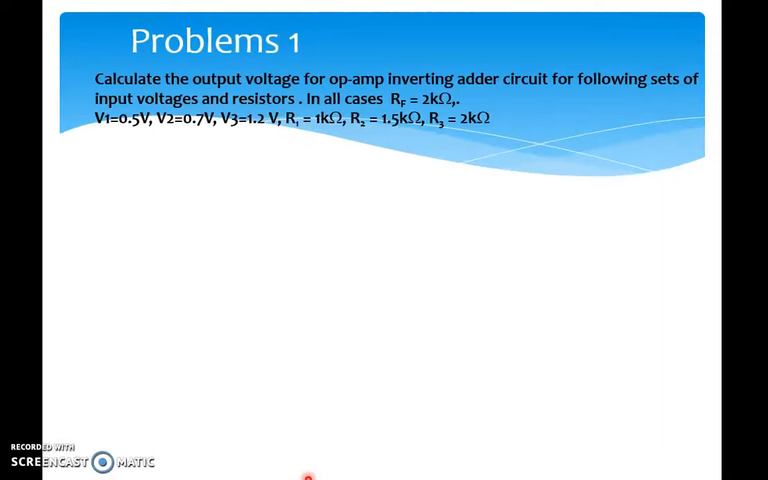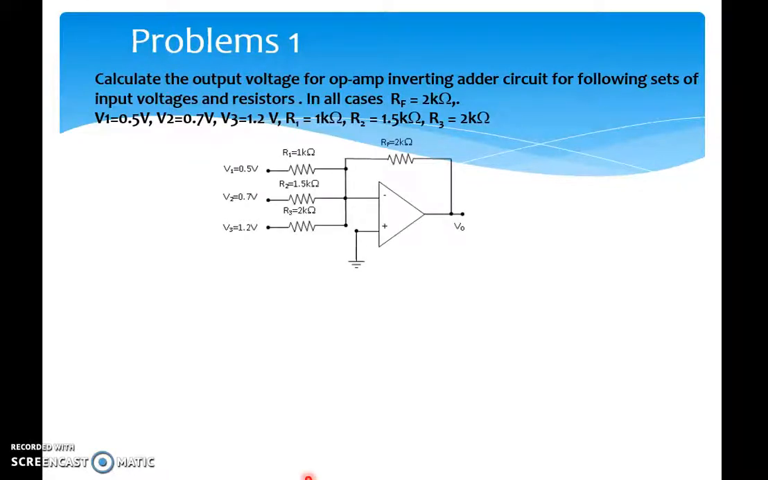Now we consider the problem based on this non-inverting summing amplifier here. Let us consider the first problem, that is, calculate the output voltages for the operational amplifier which is in an inverting mode with the following sets of inputs and resistors. Here RF is 2 kilo, R1 is 1, R2 is 1.5, and we are applying the input voltages, and we have to find out the output voltage. As it is a summing amplifier, you know that.